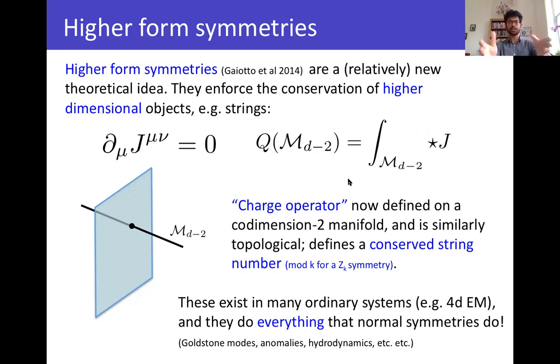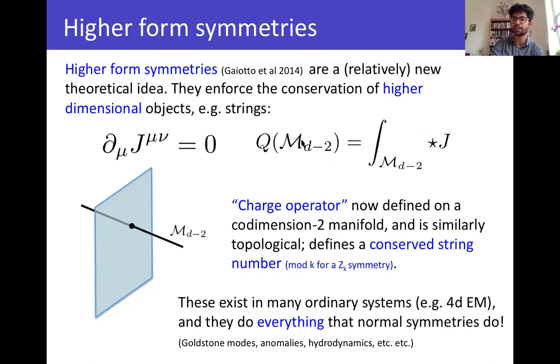Well, let's imagine you have a theory with a conserved number of strings. So for example, imagine you're all looking at your computer screen. Imagine there's a bunch of strings coming out of the computer screen pointing towards you, okay? And say you want to count the number of strings. Well, how do you do it? If you want to count them, all you have to do is integrate over your screen because every string is going to poke through the screen.